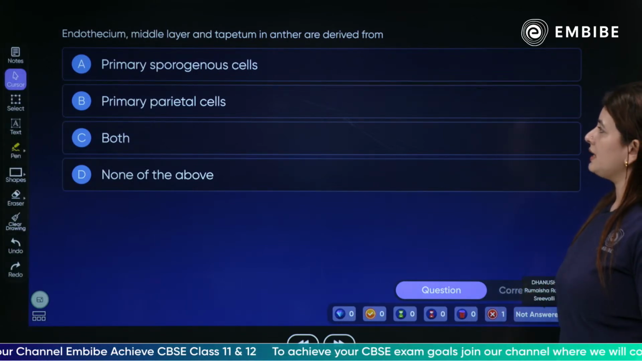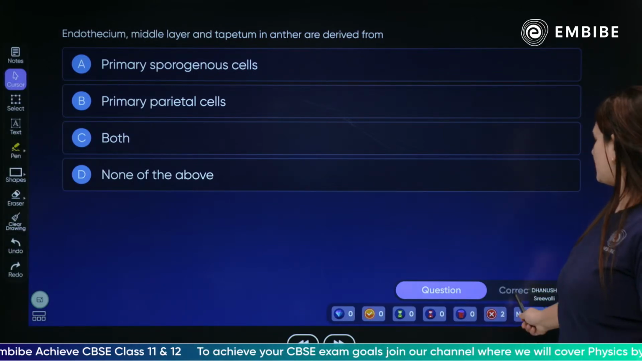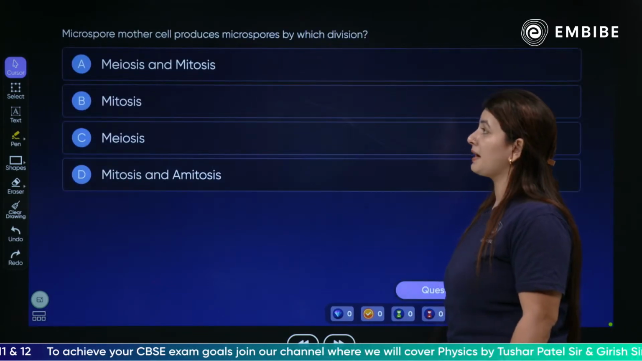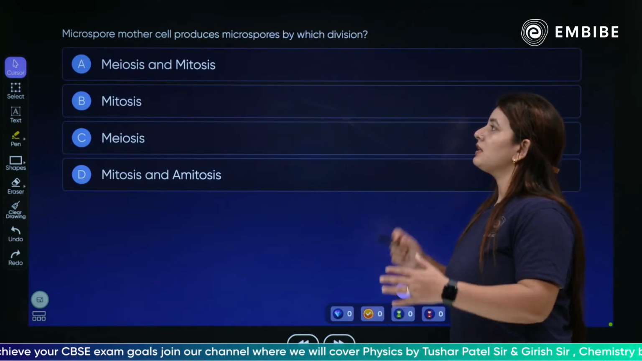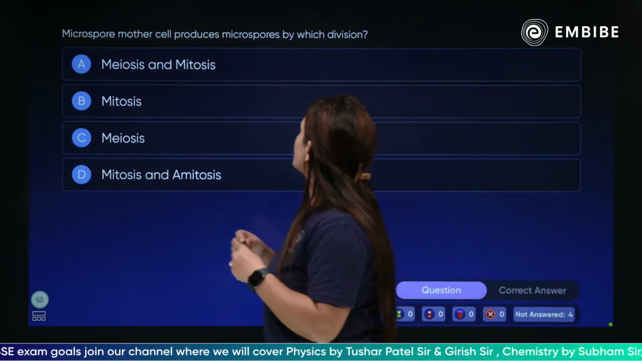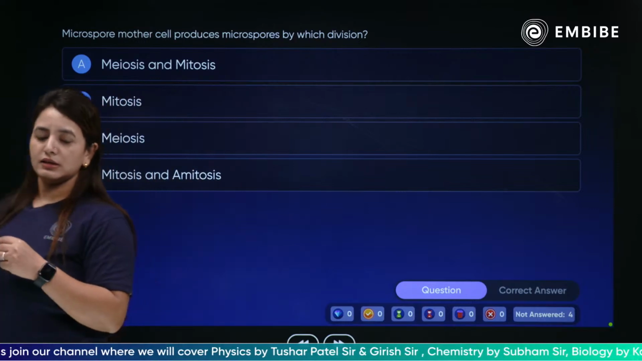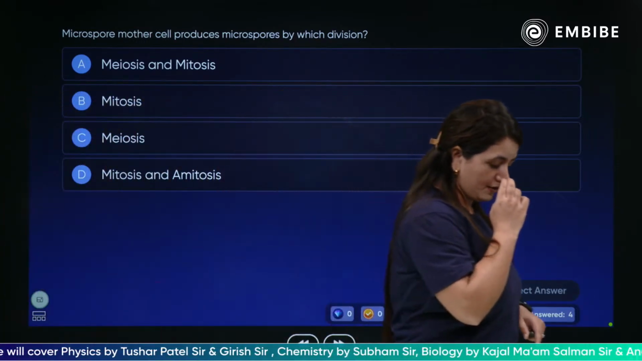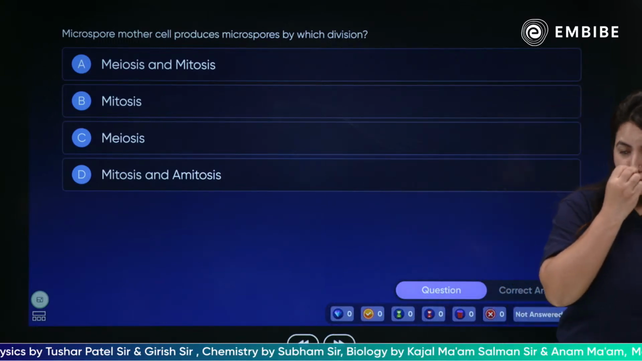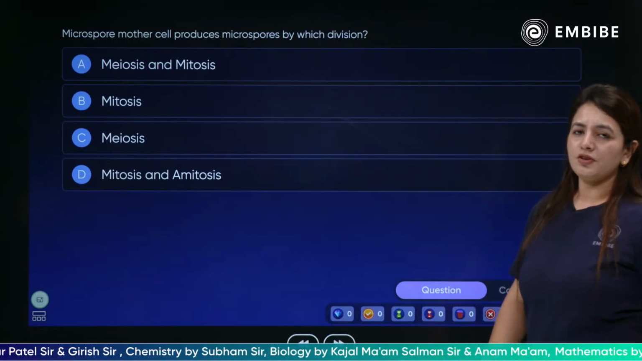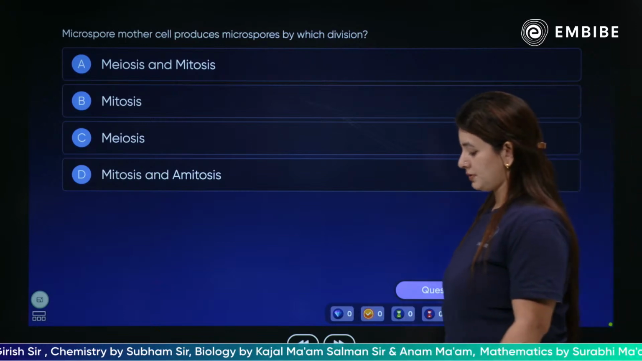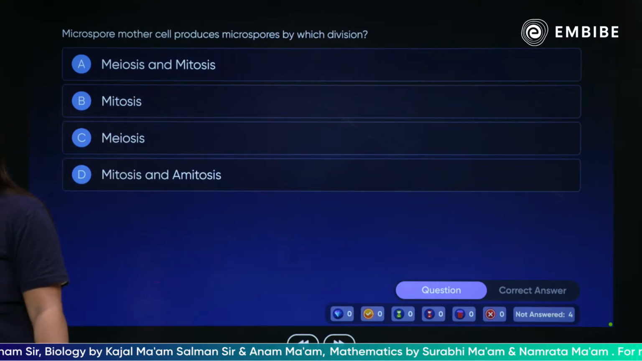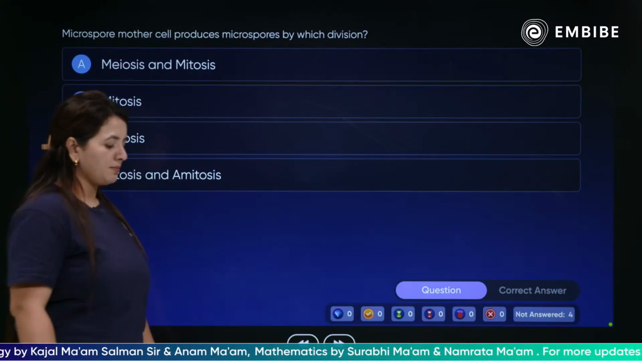The endothecium, middle layer, tapetum in anther are derived from the primary parietal cells. Next, the microspore mother cell produces microspore through which division? Oh, this is so easy. This is something which is on the tips only. Which division is taking place in the microspore mother cell?